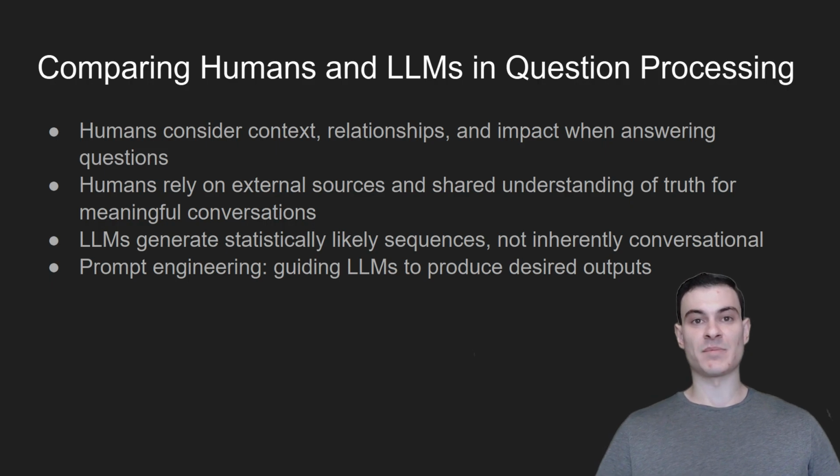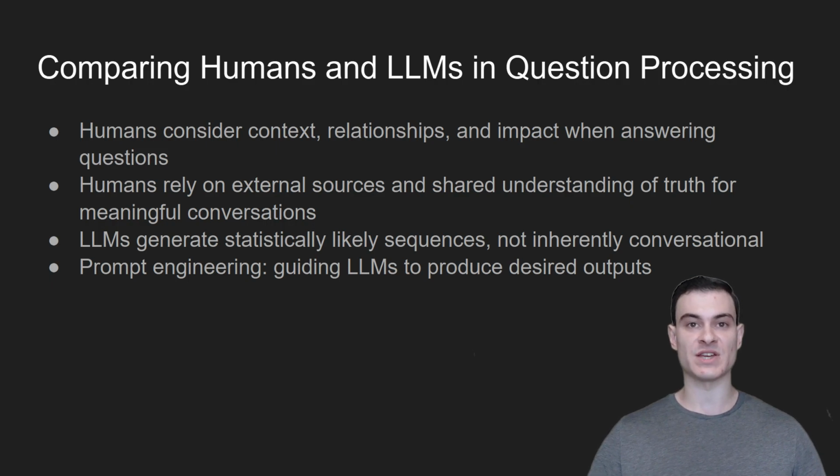Now let's delve into a comparison between humans and large language models in terms of processing and answering questions. Let's take a look at how a human, such as Bob, responds to a question. When Bob answers a question, he takes into account the context, the person asking, and the impact his answer may have on that person's beliefs. He can also rely on various external sources and methods, such as direct observation or consulting references, to verify the accuracy of his response. This shared understanding of truth allows humans to engage in meaningful conversations.